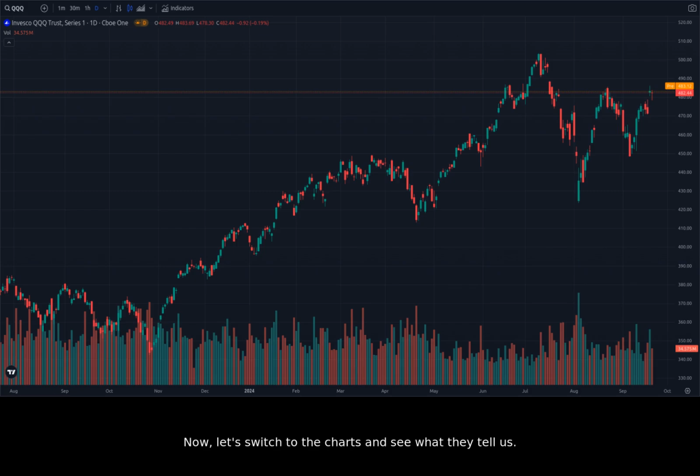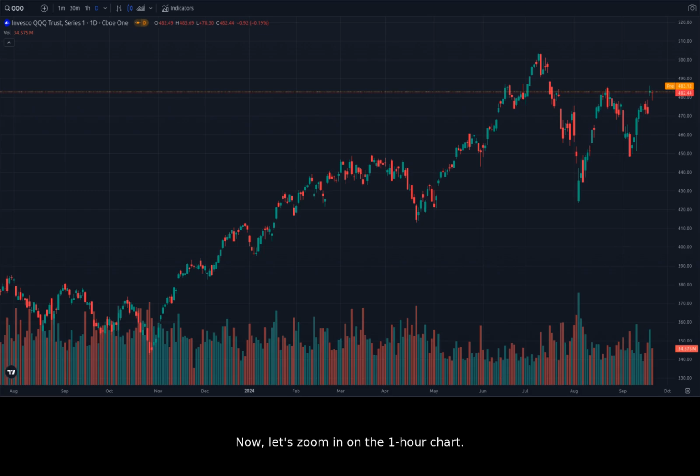Now, let's switch to the charts and see what they tell us. First, let's take a look at the daily chart, spanning the last year. We can see a clear upward trend, with the price of QQQ consistently breaking higher. The recent dip in price is worth noting, but it appears to be a healthy correction. The key takeaway here is that the Nasdaq has been performing well, with a clear upward trajectory. We'll discuss the details of this recent dip later.